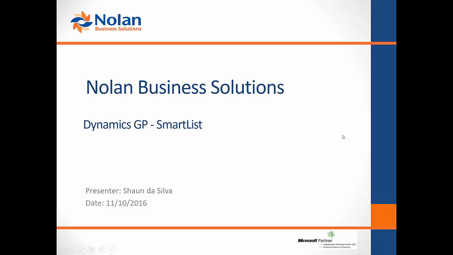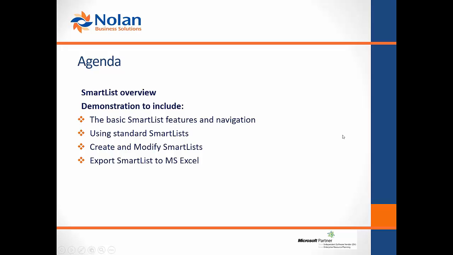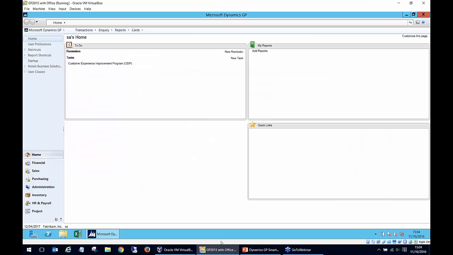Okay, so as I mentioned, the agenda for this webinar is the basic Smartlist features and navigation, using the standard Smartlist that Dynamics actually provides for you, and create and modify the Smartlist, and the export to Excel functionality. Okay, so I'm going to just take you through to Dynamics. So now I'm in Dynamics GP. This is Dynamics GP 2015.